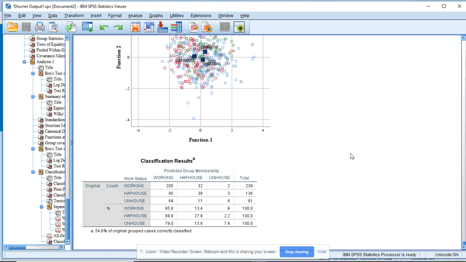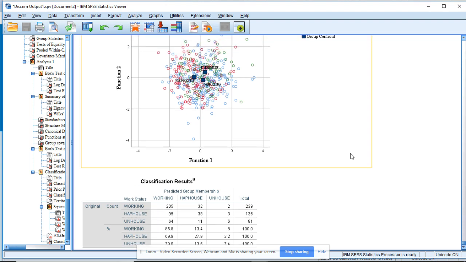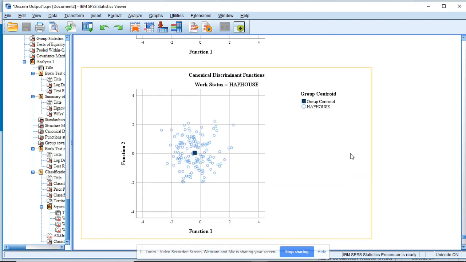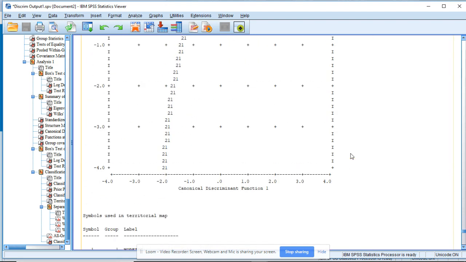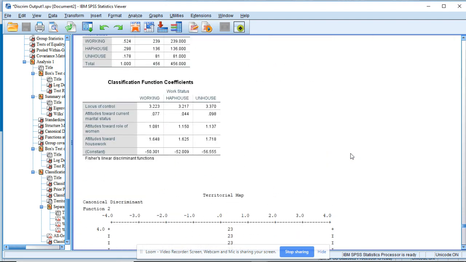And so basically right now, all we know is that the combination of predictors does in fact help us predict group size. Now, one thing we didn't look at yet is the standardized canonical discriminant function coefficients. So these are the parts of the equation that help us predict the group membership.